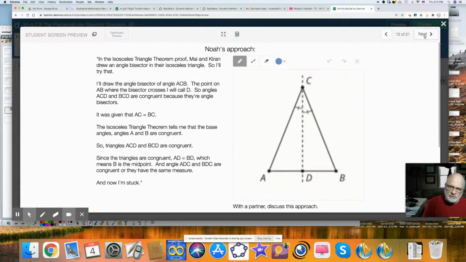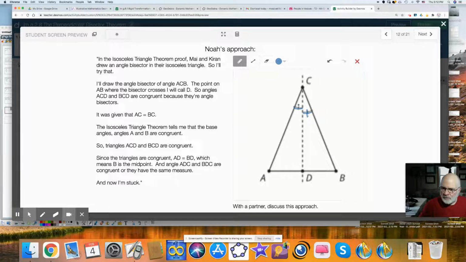Let's go to the next one. See what Noah's approach was. In the isosceles triangle theorem, Mike and Kieran, this was like 2 days ago when we did the isosceles triangle theorem, they drew an angle bisector. So that's what he does. He starts off, says, I'm going to draw this line, this auxiliary line, call this D where it meets, and I'm going to make sure that these two angles are congruent.